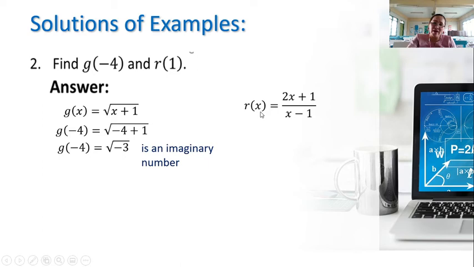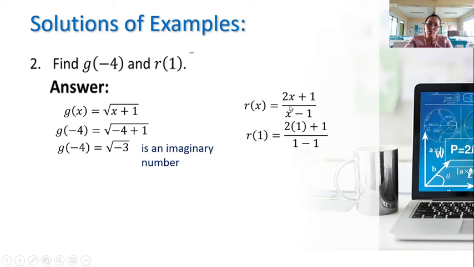Now, our x is being replaced with 1, so we have to replace all x's from the given function with 1. So replacing it with 1, this becomes r of 1, which is equal to 2 times 1 plus 1 all over 1 minus 1. Simplifying this one, this becomes 3, because 2 times 1 is 2 plus 1 and that is 3, all over 0. But remember, this is called undefined.